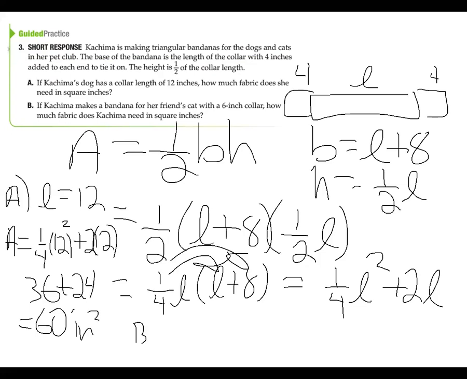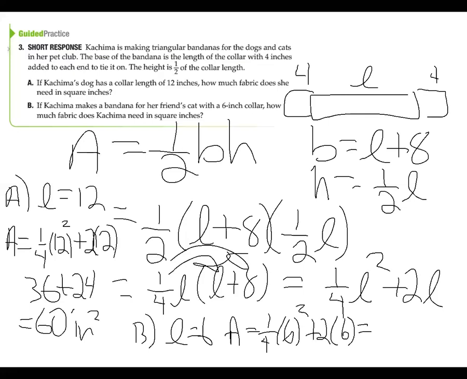For part B, if she has a 6-inch collar, the area is going to be 1/4 times 6 squared plus 2 times 6. 6 squared is 36, and 1/4 of that would be 9, plus 12 gives us 21 inches squared there.